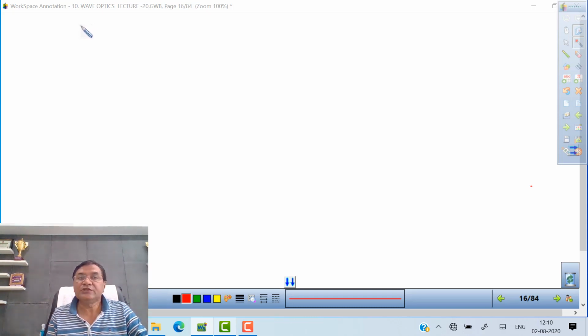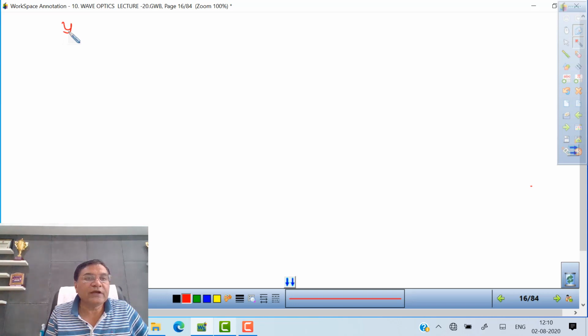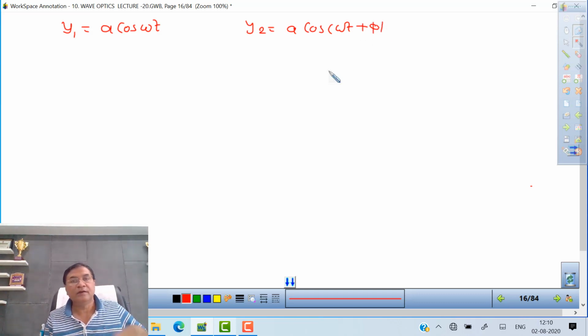Where the path difference is not an integer multiple or half-integer multiple of the wavelength, anything. So I can say when it reaches that point, y1 is equal to, suppose, a cos omega t, and y2 is equal to a cos(omega t plus phi). Suppose the phase difference is not pi or 2 pi, it doesn't matter. So now what will the intensity be there?